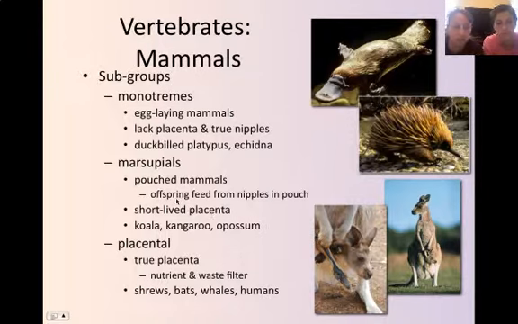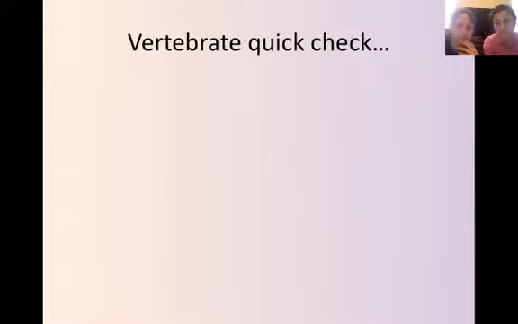Marsupials are going to be the pouched mammals. So these right here, like the kangaroo, and the offspring feed from the nipples that are actually inside the pouch. They have a very short-lived placenta that they survive off of. The other examples would be koalas and possums. And then placental would be true placenta. That would be like us. Also shrews, bats, whales.